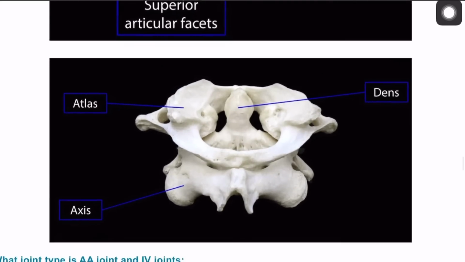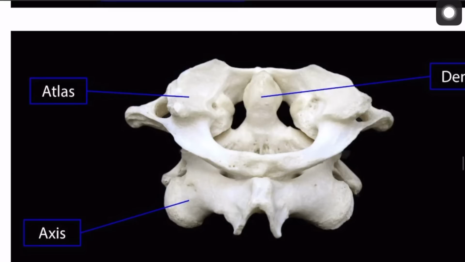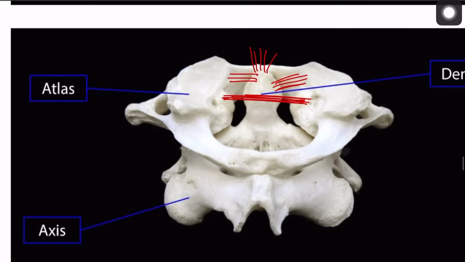Again, this is another view looking from the front. This is the dens. And if you remember, I mentioned the apical ligament will be attached in here. That's the apical ligament, and the alar ligament will be attached in here, and the transverse ligament will be attached in here. All right. And here, this is the atlas up there.